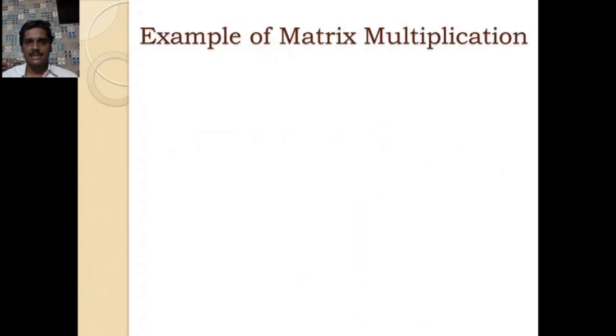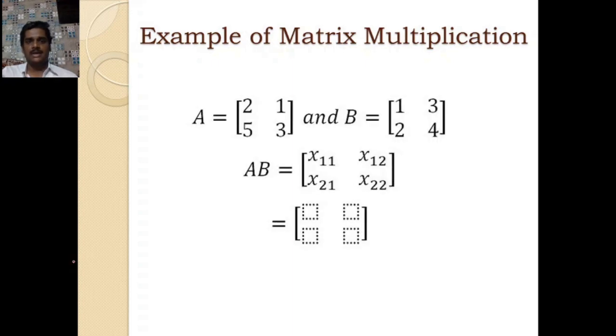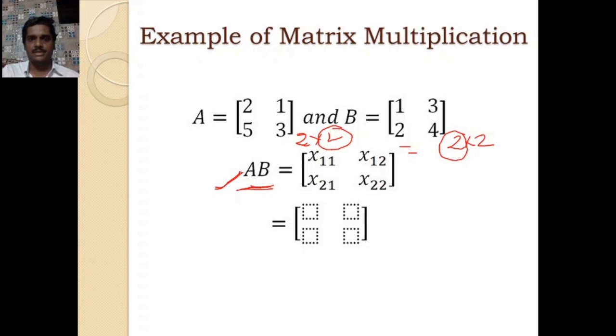So let's take some small example. Let's start to understand matrix multiplication. So I have taken two matrices of order 2 by 2. Matrix A is of order 2 by 2, matrix B is of order 2 by 2, and we are defining product AB. And what will be the order of A into B? So this 2 and 2 will get cancelled. Order of A into B will be 2 by 2.